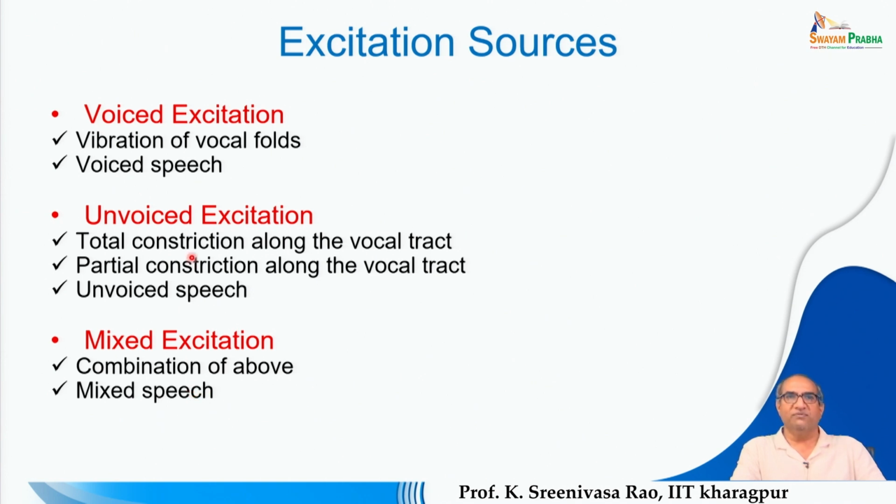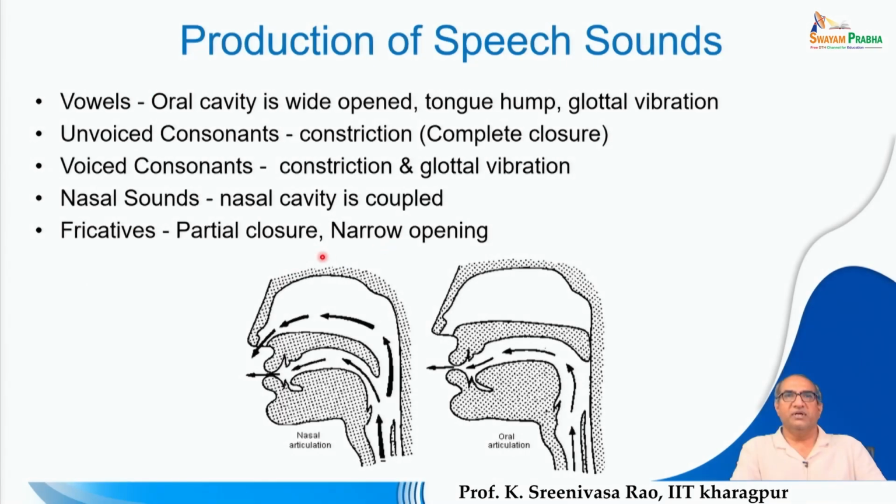So these are the three different types of excitations, and any sound unit will be the result of one of these excitations: either voiced, or unvoiced, or a combination of both. Here you can see different sound units, classified at a broader level based on the broader categories of voiced and unvoiced excitation, which we have just discussed.